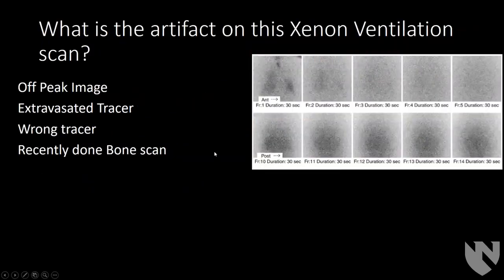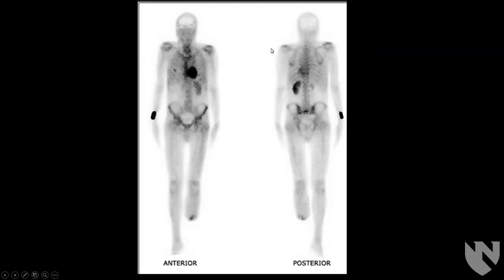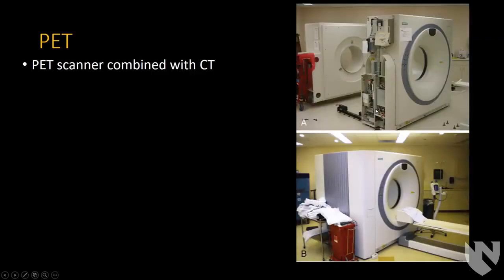Okay, here's a question. What artifact is going on in this xenon ventilation scan? You look at this, and it looks like the whole time there is radioactivity uptake. You can see a little bit in the lungs anteriorly, but really there's just this smudgy uptake the whole time. So maybe they had some radiation before. I think there's a recently done bone scan, and that's what that is. The bone scan is 140 keV, so all you're getting is the scatter from that when you're looking at the xenon 80 keV photopeak. So this is the person's bone scan that was done right beforehand.